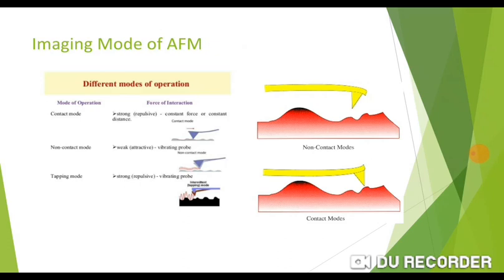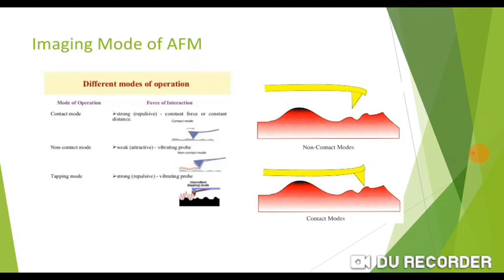In this imaging mode, just what we have studied in the scanning tunneling microscope, there are two methods, that is constant height mode and constant current mode. So here also in atomic force microscopy there are some imaging modes. These modes are generally contact imaging mode, non-contact imaging mode, and tapping mode.